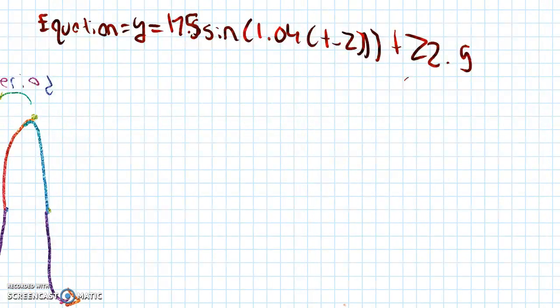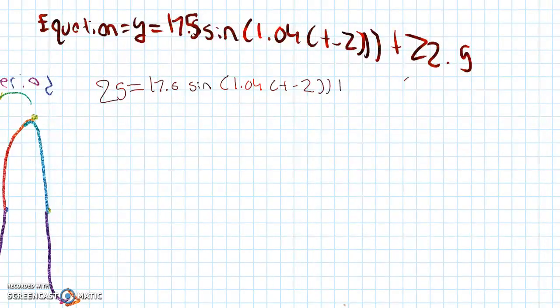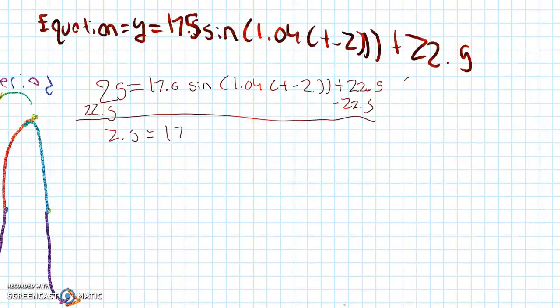Letter C. When is the first time the pirate ship is 25 feet away from the ground? To do this, we start by inputting 25 within the equation. Y is replaced with the equation to get 25 equals 17.5 sine, open parentheses, 1.04, open parentheses, t minus 2, close parentheses, plus 22.5. The main goal is to get t by itself. We start by subtracting 22.5 from both sides. We get 2.5 equals 17.5, open parentheses, 1.04, open parentheses, t minus 2, close parentheses.